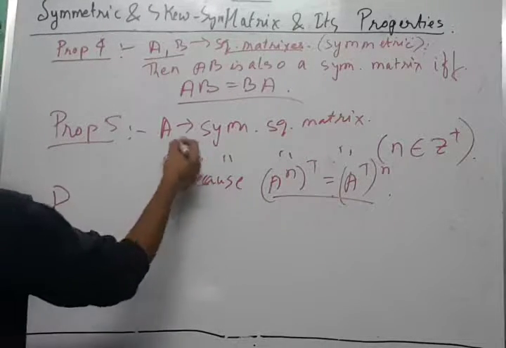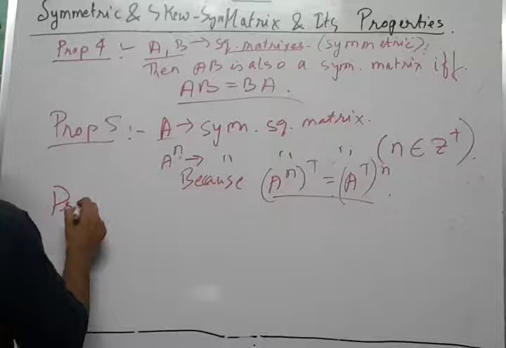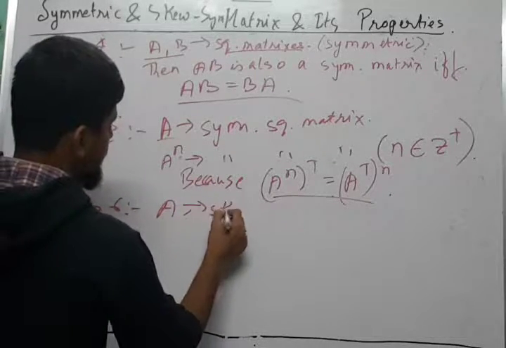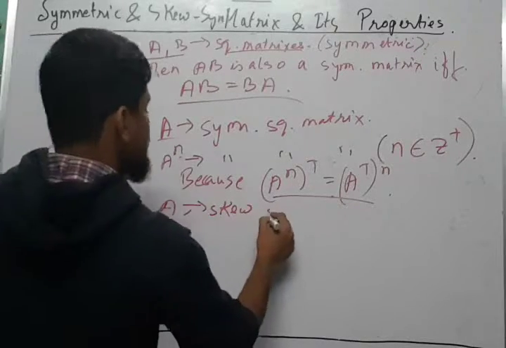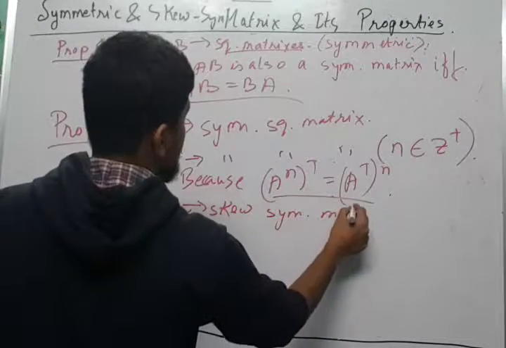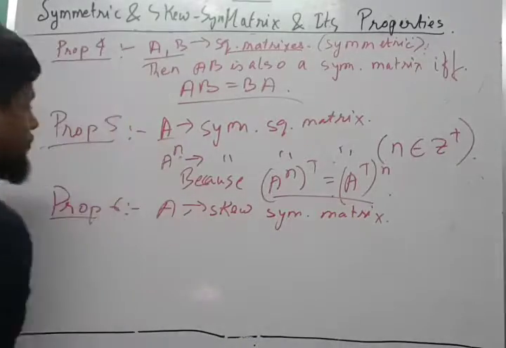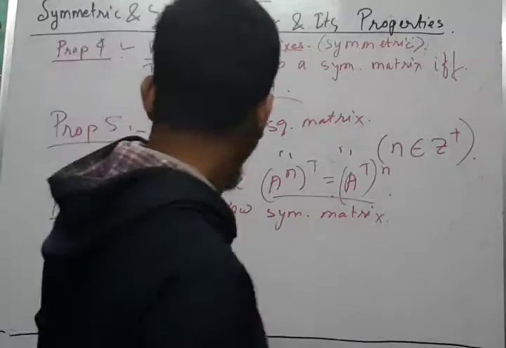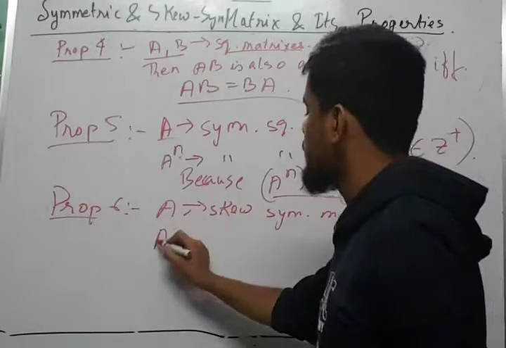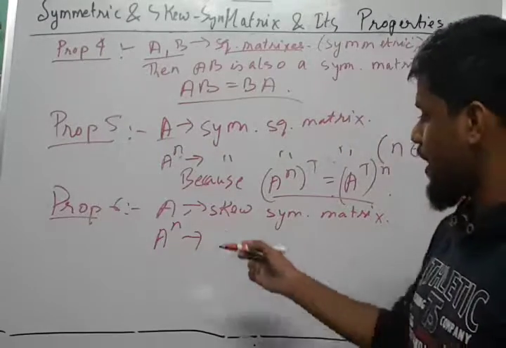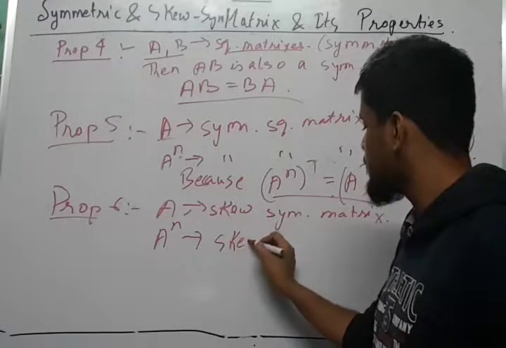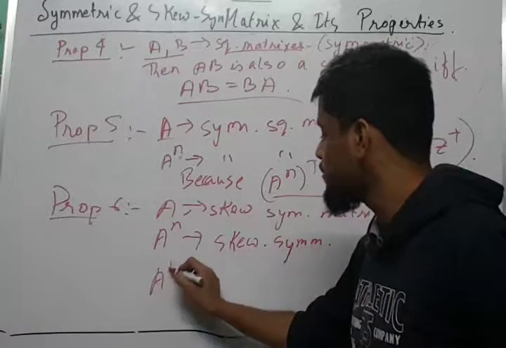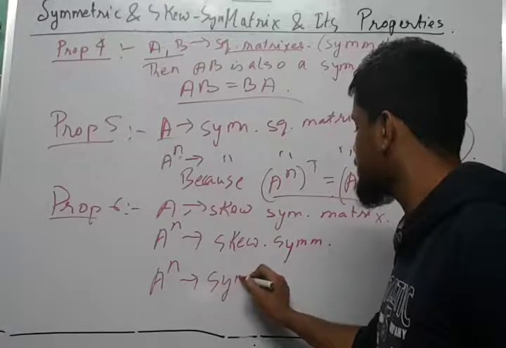Now in this case we consider that A is a symmetric square matrix. So what happens if A is a skew symmetric matrix? So what happens in that case? In that case we will see that there will be two cases. Either A^n will be skew symmetric, or A^n will be symmetric.